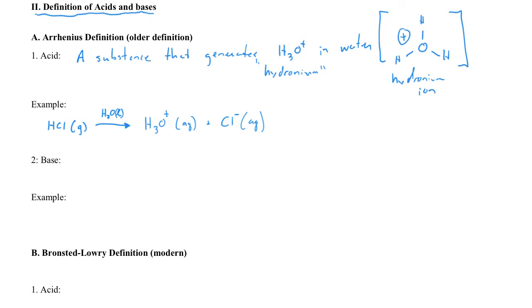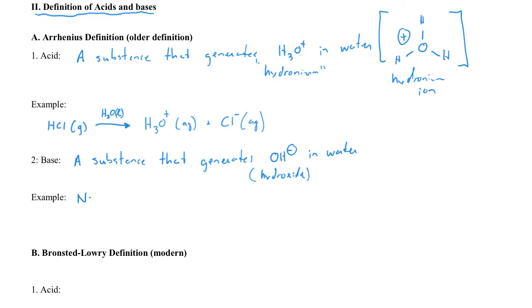Arrhenius said that a base must be a substance that, when put into water, generates hydroxide. So Arrhenius' definition was that a base is a substance that generates hydroxide, or OH minus, in water. So here's an example of an Arrhenius base.